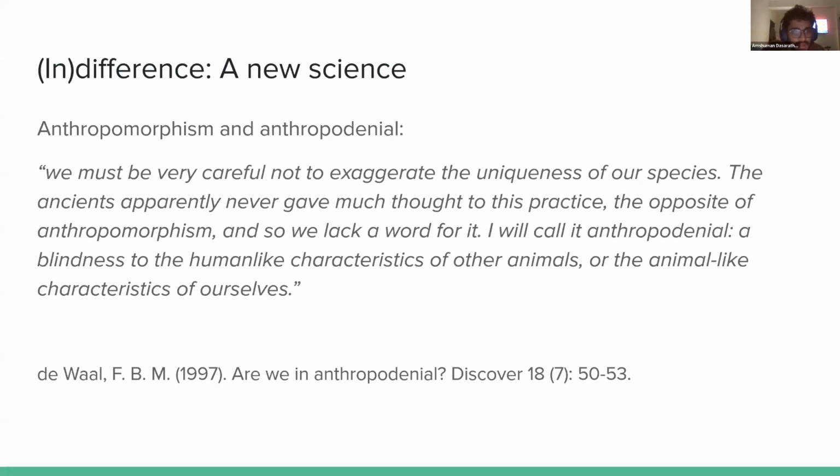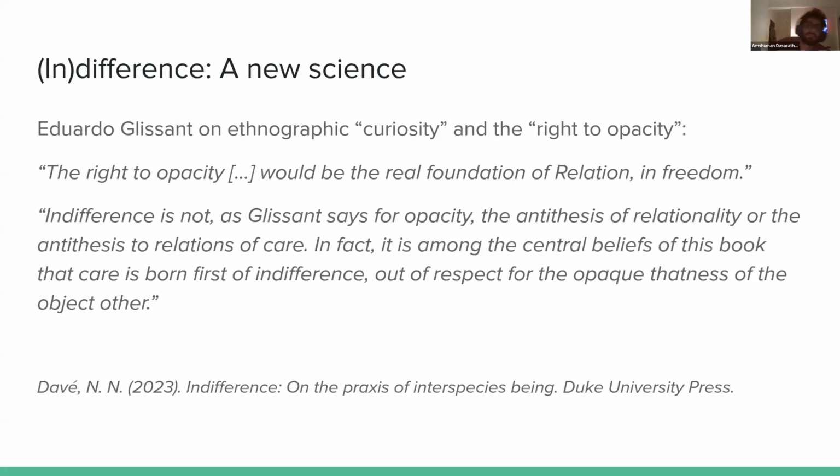In the context of all that, he says, we must be very careful not to exaggerate the uniqueness of our species. The ancients apparently never gave much thought to this practice, the opposite of anthropomorphism, and so we lack a word for it. I will call it anthropodenial, a blindness to the human-like characteristics of other animals or the animal-like characteristics of ourselves.